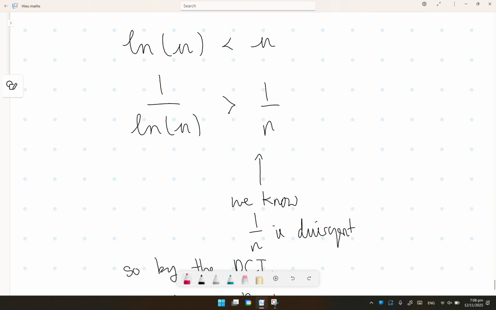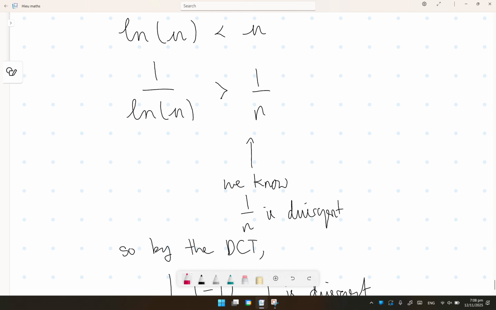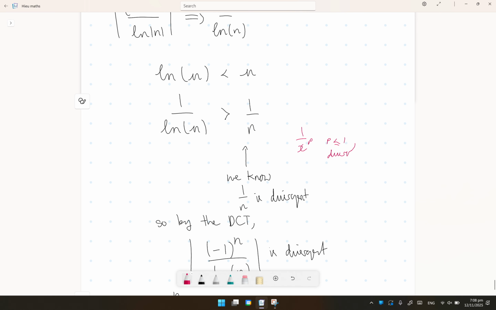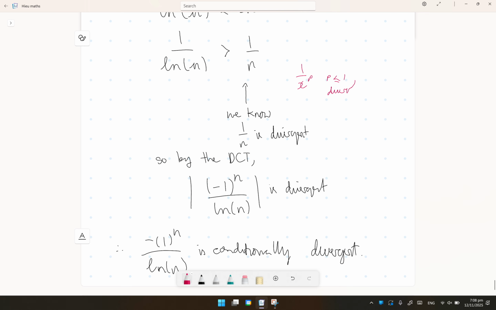And what you end up with is another situation for the direct comparison test. You know that 1 over n, like 1 over x to the p, where p is smaller than or equal to 1, is divergent. So now we know that it's divergent by the direct comparison test. We know that the absolute series is divergent, so it's absolutely divergent.